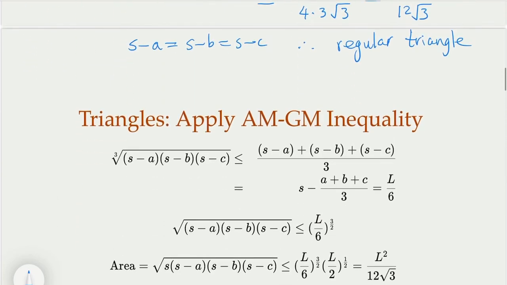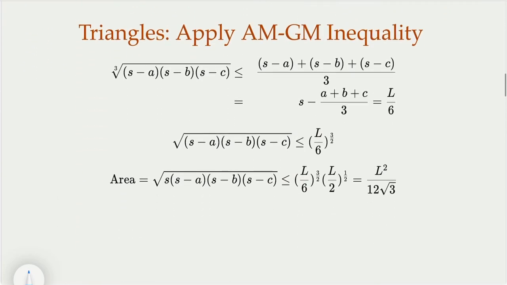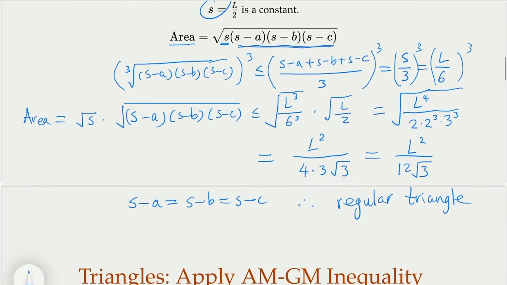Alright, let's recap the steps. First of all, this is from the AM-GM inequality, and then this is the area formula here, and then the final result here is the maximum.